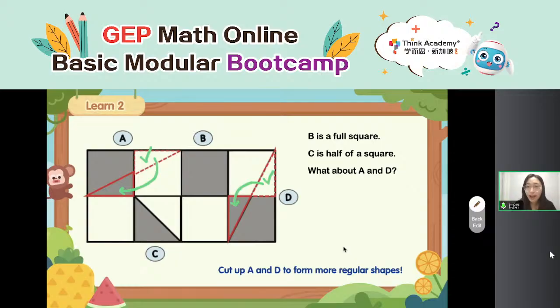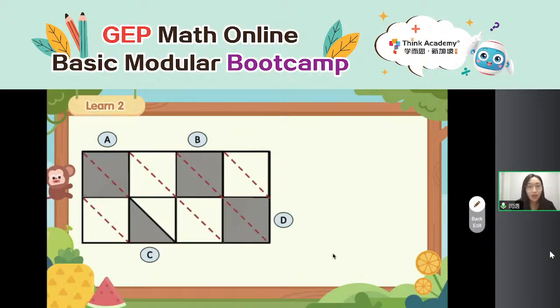Then, how do we figure out the fraction of the shaded part? Now, in this way, firstly, you need to turn them into the unit shape. That is, you need to divide the square into smaller triangles, right? Yes, good job. And then following this, let's just count. How many shaded parts are there? Yes, you can just count 1, 2, 3, 4, 5, 6, 7, right? So the shaded part is 7 triangles.